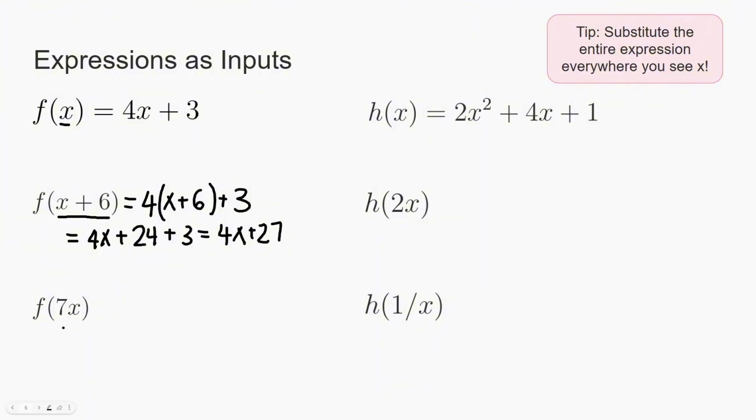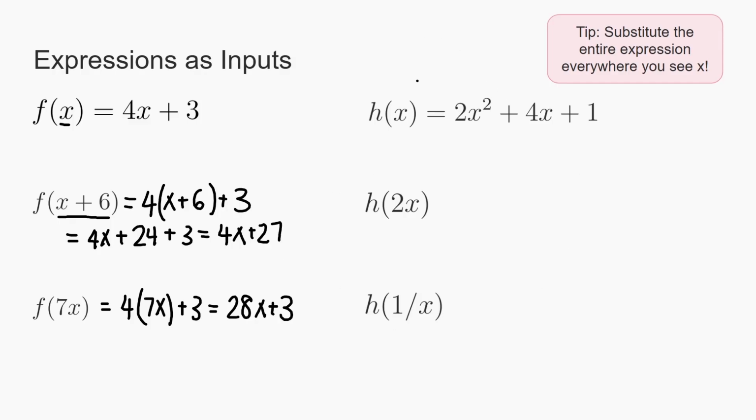And what about this one? F of 7x. We're doing something similar. Every time we see an x, we're going to put in this entire 7x. So in this case, we have 4 times x, which becomes 7x, plus 3. Our answer is 28x plus 3.